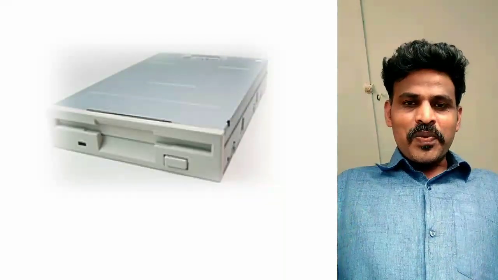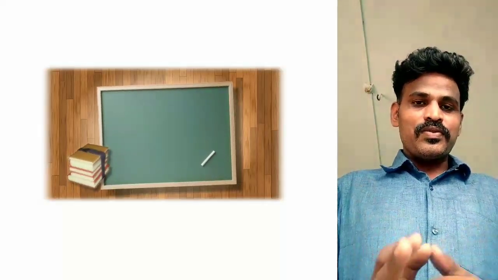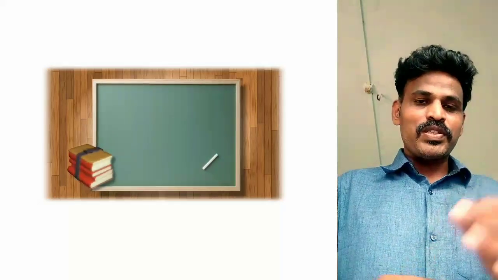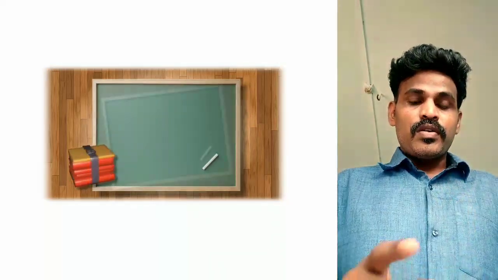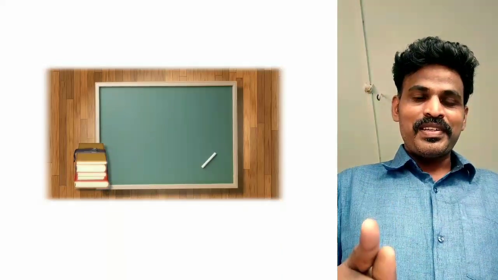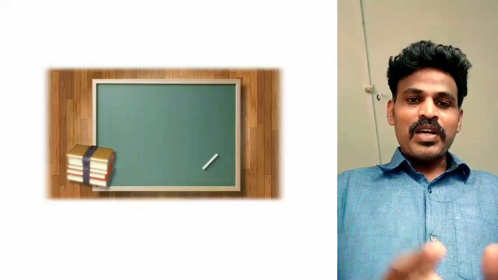And now here we talk about the floppy drive. The floppy drive is one of the external storage devices. It was most popular when it was launched, but it had one disadvantage: the memory capacity. You can save any file only up to 1.44 MB. Because of the lack of memory storage capacity, it became outdated.